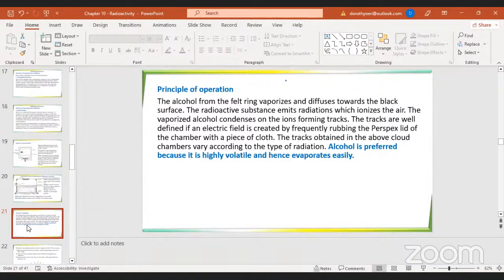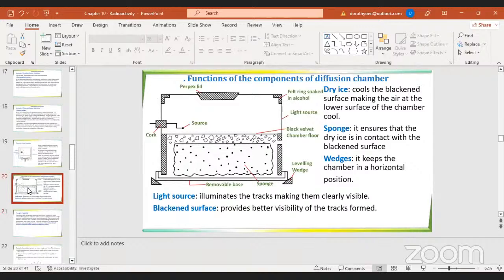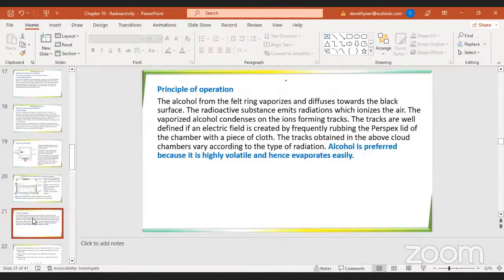The tracks are well defined if an electric field is created by frequently rubbing the perspex lid. The perspex lid is there. If you look at that, is the perspex lid. So what you do, you rub it. You know very well from your electrostatics, if you rub that perspex lid, it becomes charged. So it will bring about the electric field. The field is created by frequently rubbing the perspex lid of the chamber with a piece of cloth.